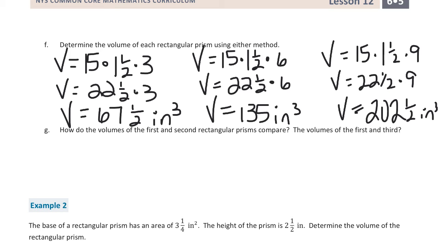Question G says, how do the volumes of the first and second rectangular prisms compare? And then the volumes of the first and the third. So from the first to the second, if you look at the 67.5 and the 135, the height doubled, and they had the same base. Because they had the same base and the height doubled, it's like having 2 of picture number 1 stacked one on top of the other, so it doubled.